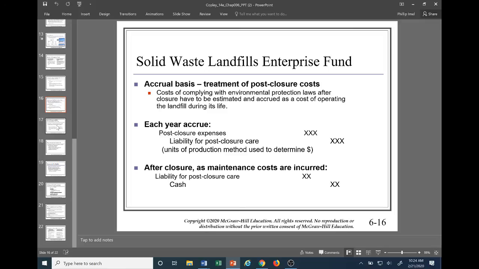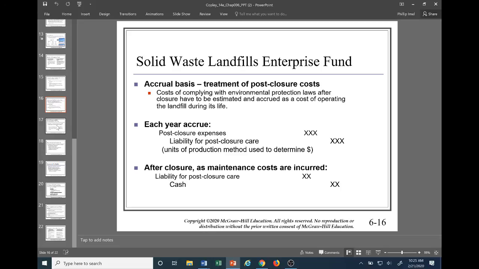Units of production method, because we know that landfill can only hold so much. So let's say it can hold, like I said, 1 million pounds or 1 million tons, whatever it is. And whatever the cost is, there's the tons times how many tons have been used. So that many tons has been used up. We know we can't use it. So therefore, we have to count that as post-closure expense. Makes sense? And we do that on the accrual basis.